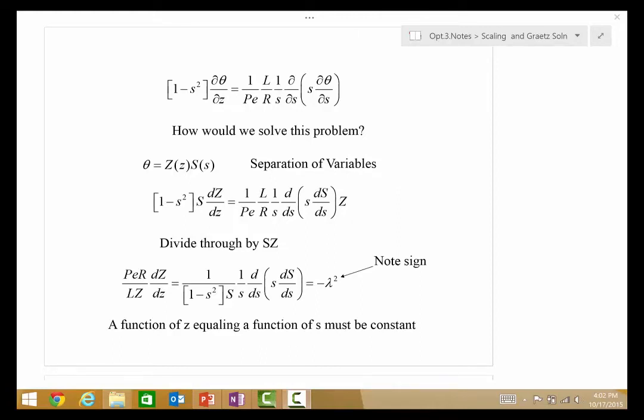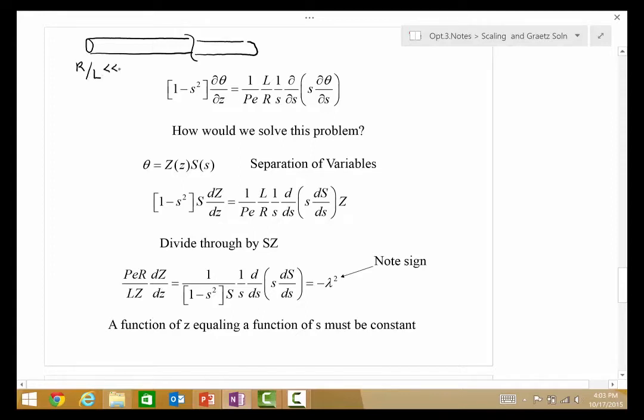For the case where we have a pipe of R over L small, so we have a relatively long pipe compared to the radius of the pipe, and for which the Peclet number is large relative to 1, we understand that the non-dimensional energy equation is of this form.